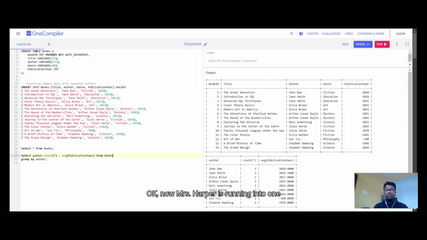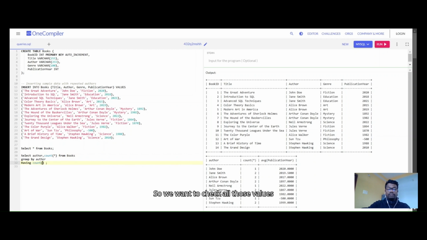Now Mrs. Harper is running into one more problem. Mrs. Harper is looking for all those authors which have their book counts more than 1 inside the library. If there's any author which has more than 1 book inside the library, we want to have the names of all those authors. Okay, let's remove the publication years. For working with the values that are being returned from this aggregate function, we can make use of the having clause. The having clause checks the value for the aggregate functions that we have grouped together.